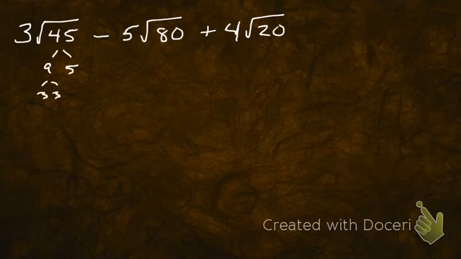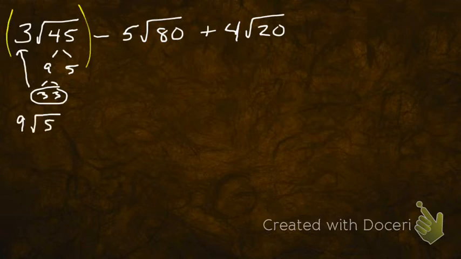And we have a pair of 3's. And this would be the same whether it was cube root or fourth root or whatever, depending on the index. You would circle pairs or groups of 3. I see I have a pair of 3's, so I'm going to take that out and multiply it by the 3. So 3 root 45 is equal to 9 root 5.